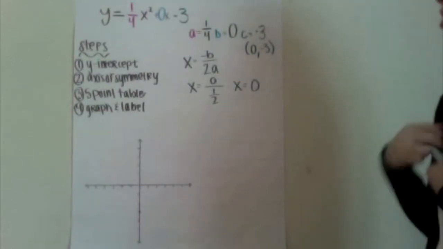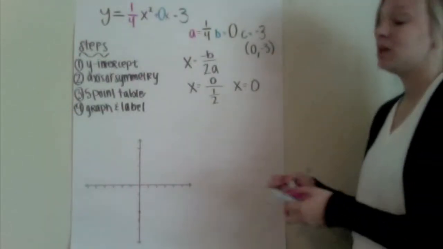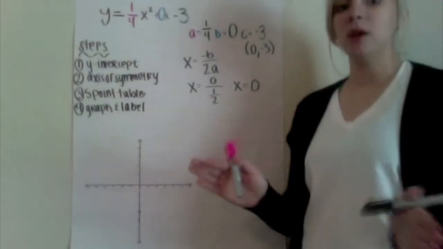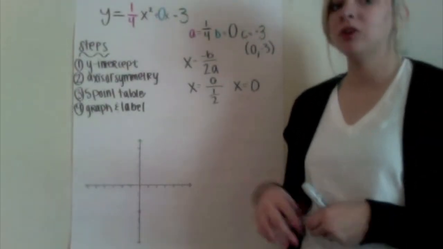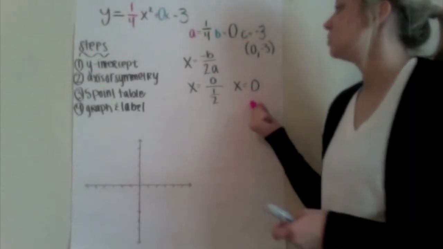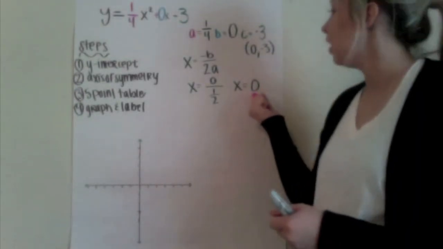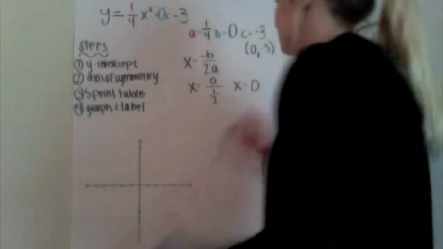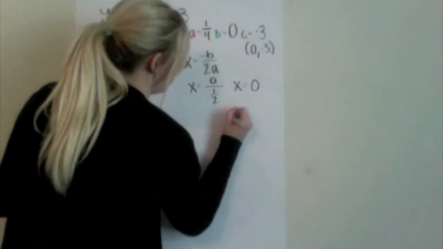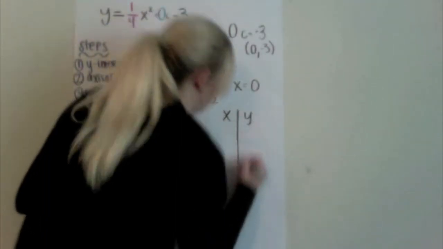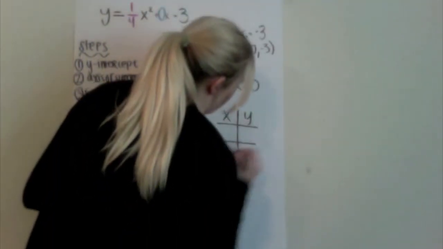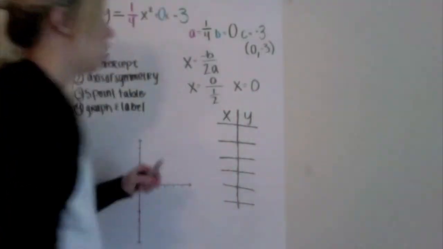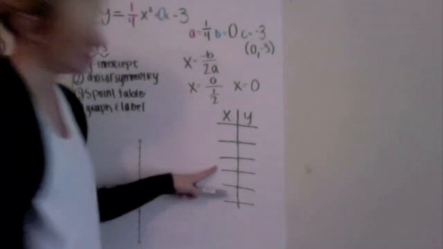Now next, we have to find our 5-point table, and our 5-point table is going to center around that vertex, and we know that the x-coordinate of the vertex is found on the axis of symmetry, so that means the x-coordinate of the vertex is going to be 0. So we're going to create our table around that. We're going to create a table, x and y, with 5 points, and our center point is going to be when x is 0.